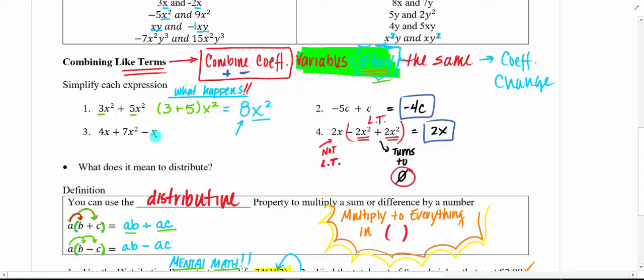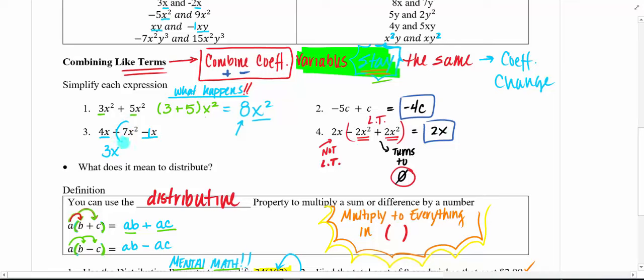So let's identify the ones that are like terms, this x and this 4x, or I should say negative 1x, right? Because we omit the 1. That's part of that efficiency thing. So we take those two like terms, we want to put them together. So remember what happens. We're going to take the coefficients, negative 1 and 4, we're going to combine them. Well, what is 4 minus 1? It's 3. The variable stays the same.